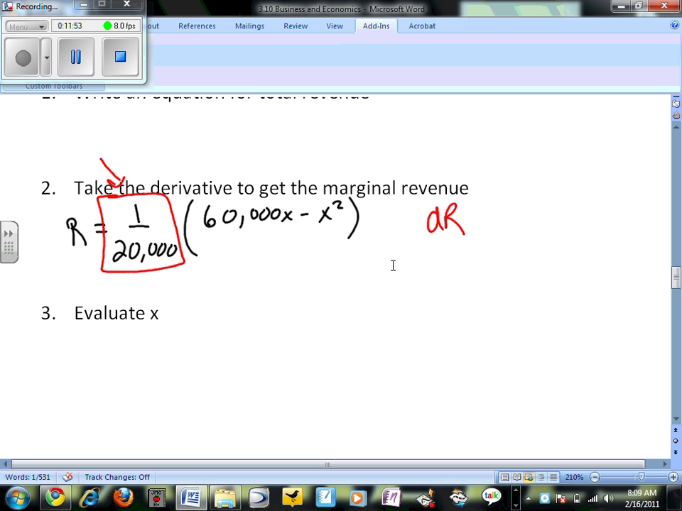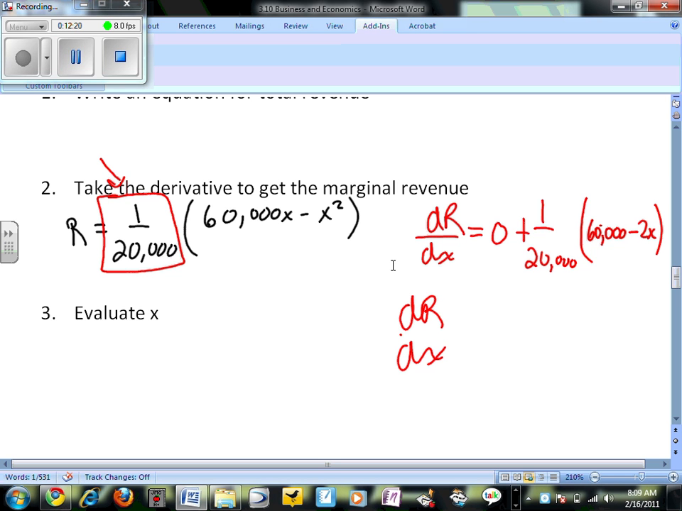So our dR/dx, then we'd have 0 plus we leave our first guy, 1 all over 20,000, times the derivative of our second guy, which would be 60,000 minus 2x. Come on, smartboard. So here is our dR/dx equals 1 all over 20,000 times 60,000 minus 2x.